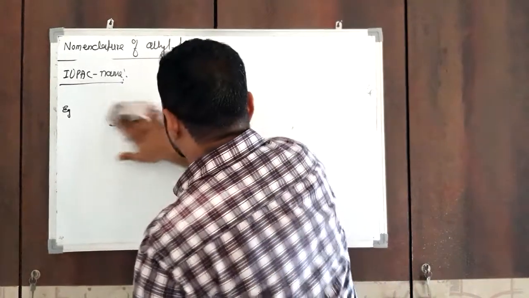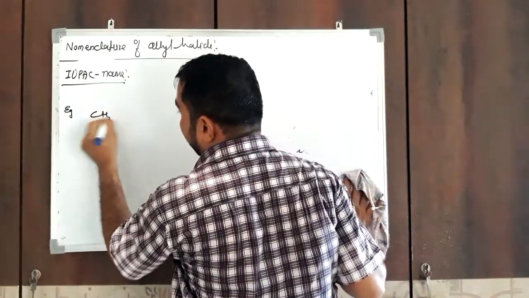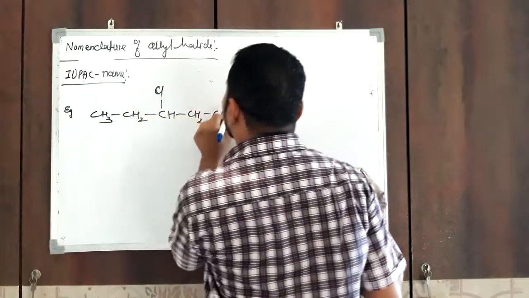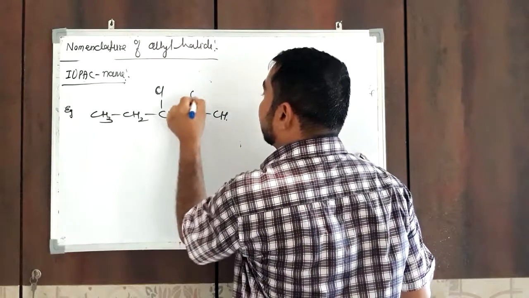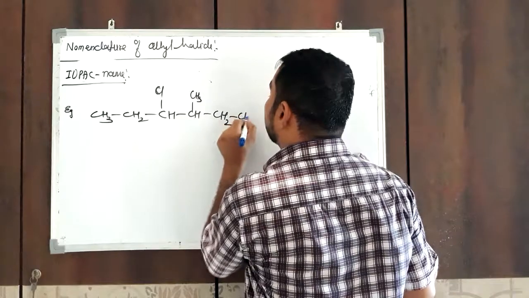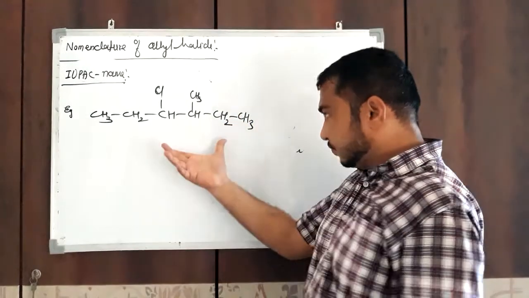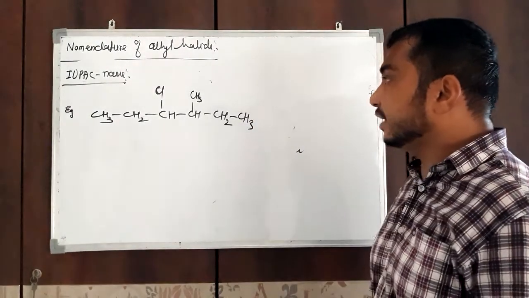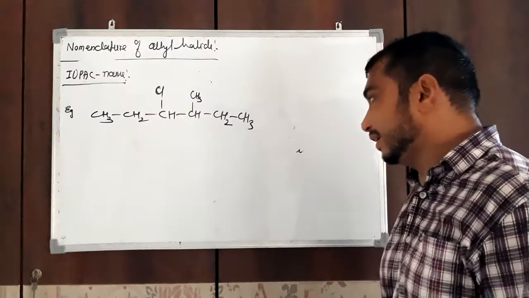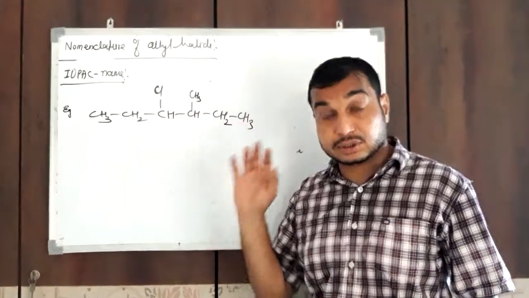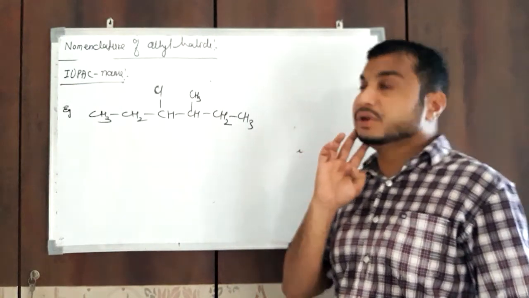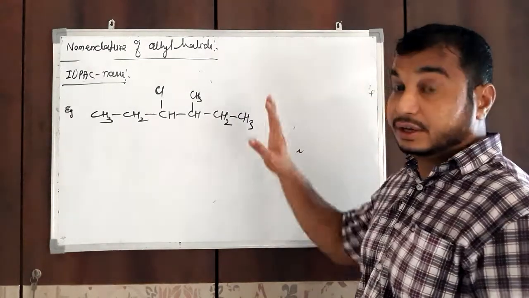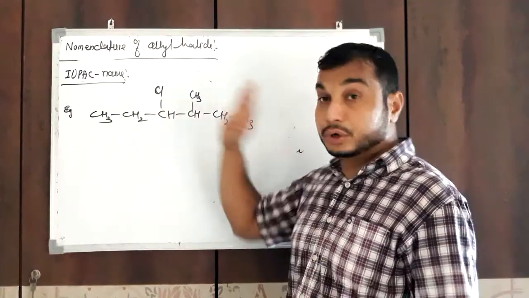Now, for example, CH3, CH2, CH, chlorine, CH2, CH, CH3, CH2, CH3. For this case it is not possible to give a common name because the structure is complicated. In that case we can easily give the IUPAC nomenclature. We have already discussed the rules of IUPAC nomenclature. Now just try to give the name directly to this compound. What we have to do? In this compound the functional group is chlorine.